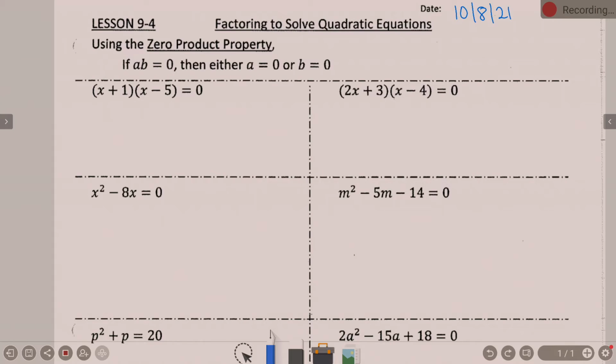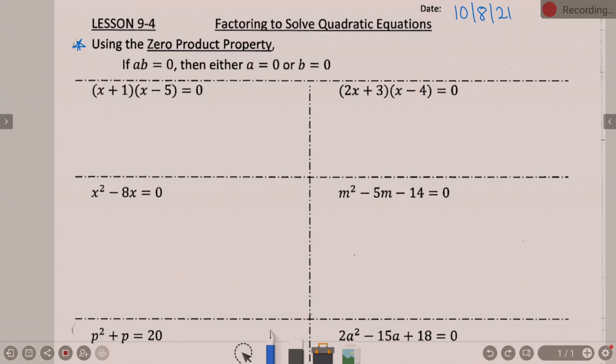Now, we're going to talk about zero product property. How do you multiply to get 0? It has to be 0 times something, right? So if two things multiply equals 0, so if A times B multiplies to equal 0, then we know either A is 0 or B is 0. And we're going to use that idea here.